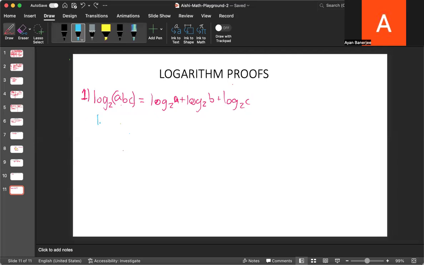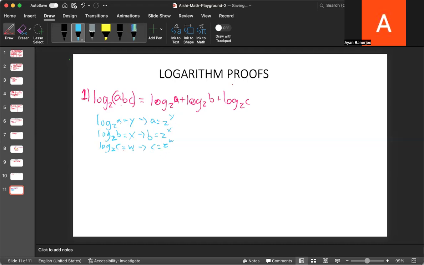So first, let's say log ZA is equal to Y, log ZB is equal to X, and log ZC is equal to W. So then A would be equal to Z to the power of Y, B would be equal to Z to the power of X, and lastly C would be equal to Z to the power of W. It's much easier like this because now we don't have crazy long things to write.